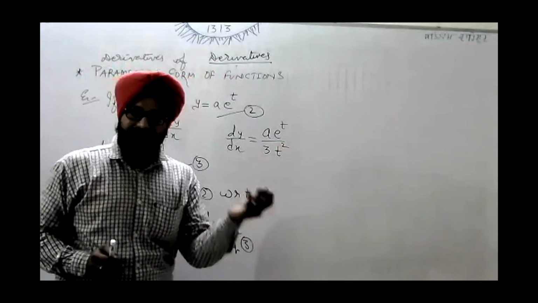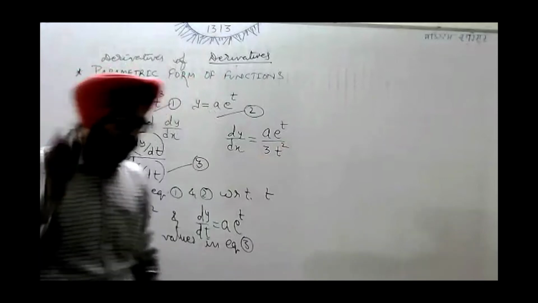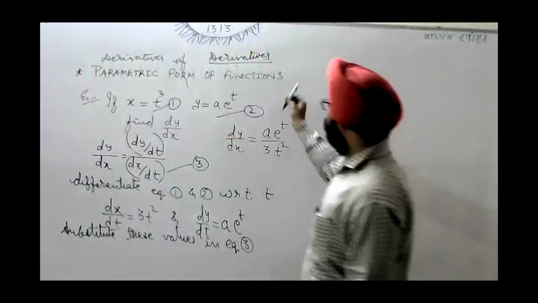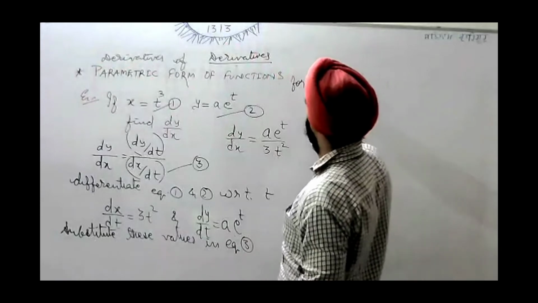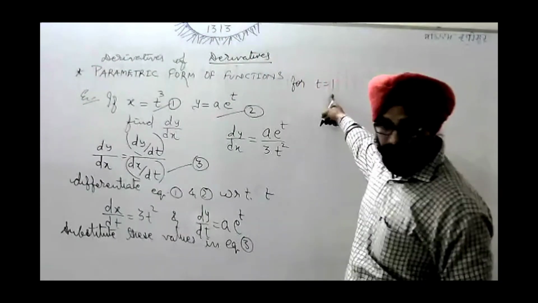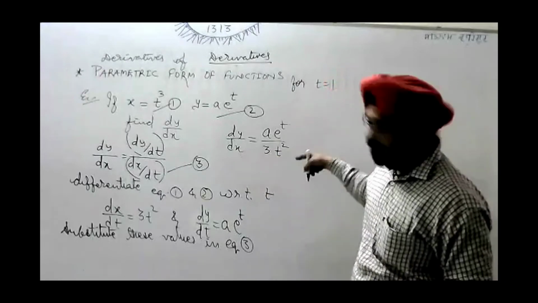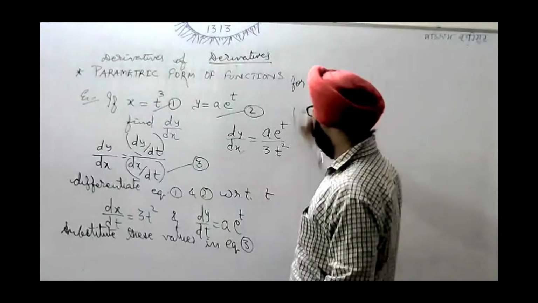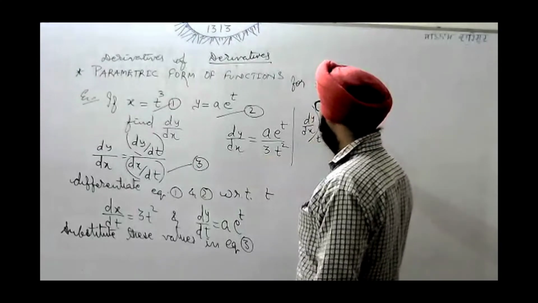Finally, you may see some particular solutions also. Maybe in a question you are given, find dy by dx for t equal to 1. What does it mean? Listen, this is important to know. Find the first dy by dx and at last, every time, at last, substitute t by 1. So after this stage, we will write dy by dx for t equal to 1.